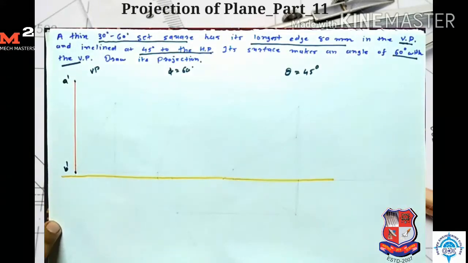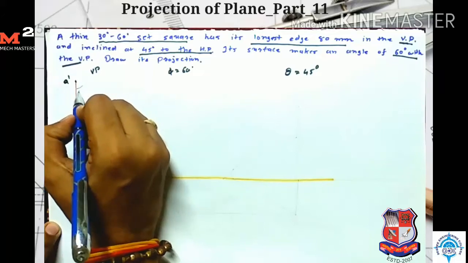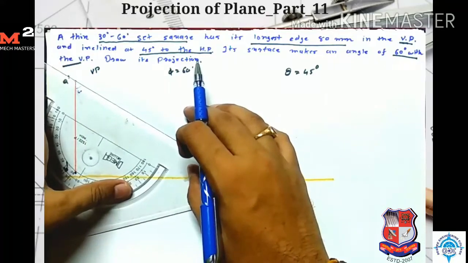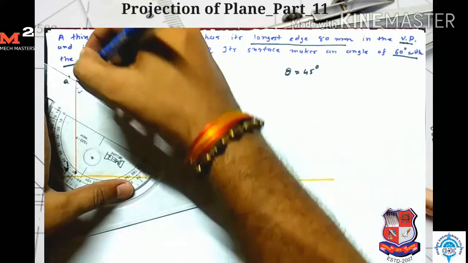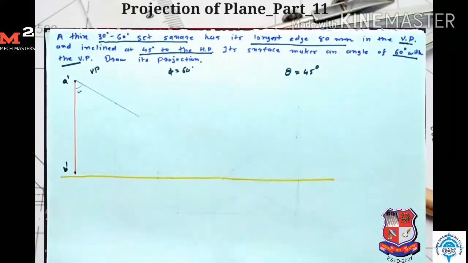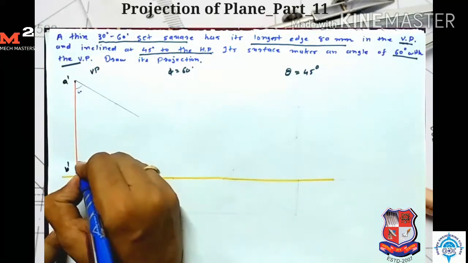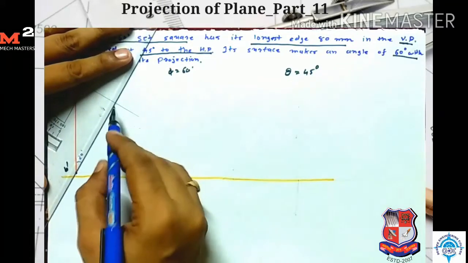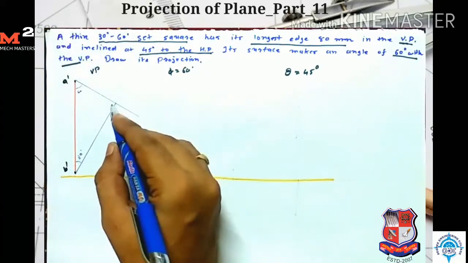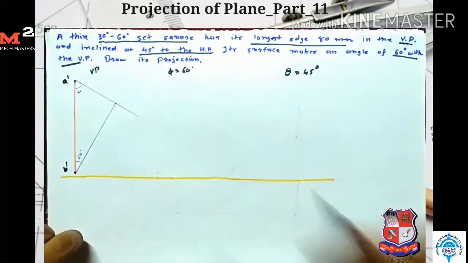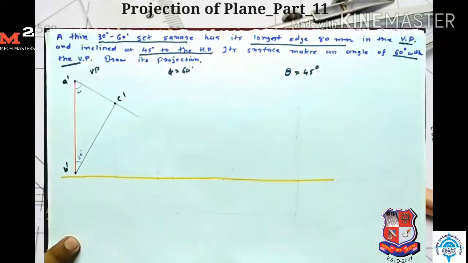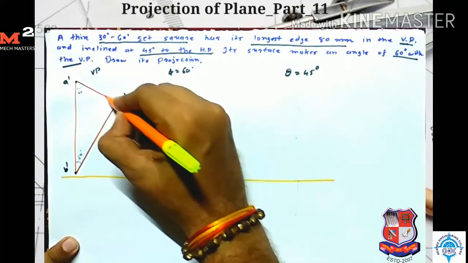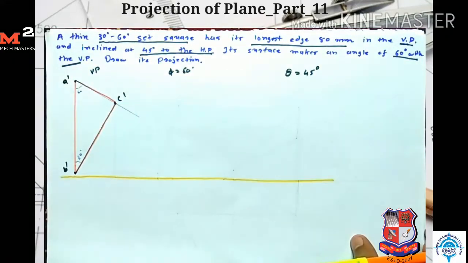Okay, now I take the angle 60 degree here and draw one line. Okay, now I take 30 degree angle here and draw one line from point B dash at an angle of 30 degree. Okay, so the intersection of these two lines gives me the point C dash. Okay, so after joining B dash C dash and A dash C dash, I get my front view for the first step.